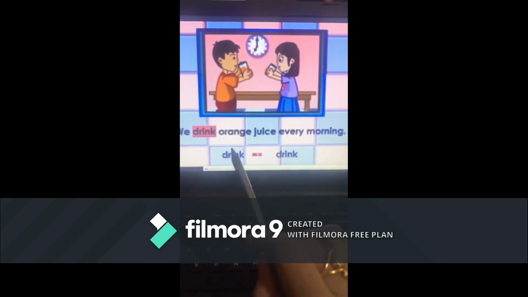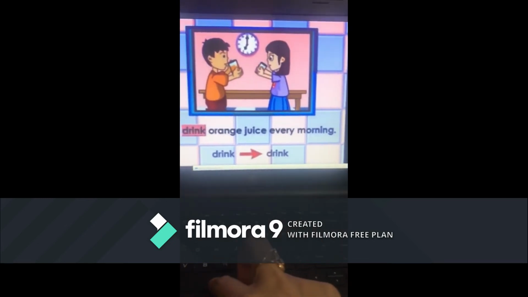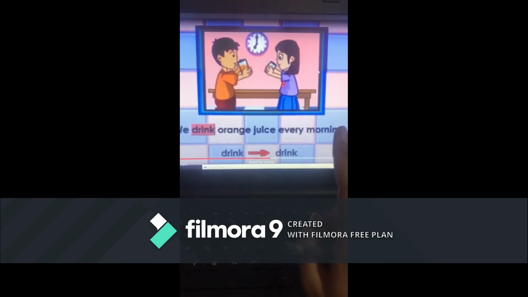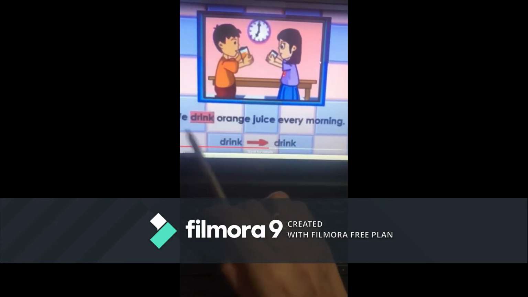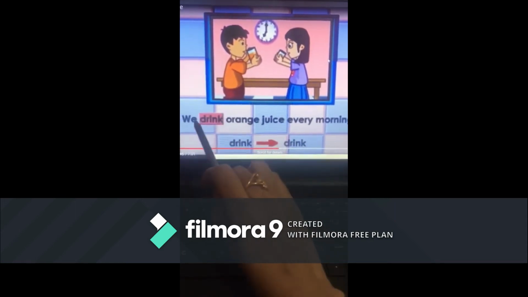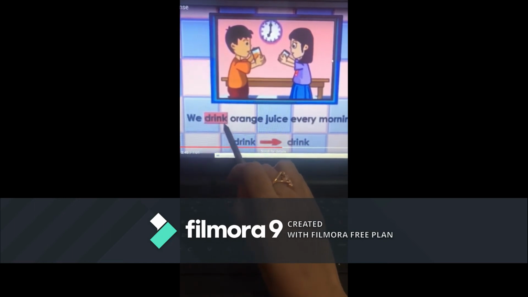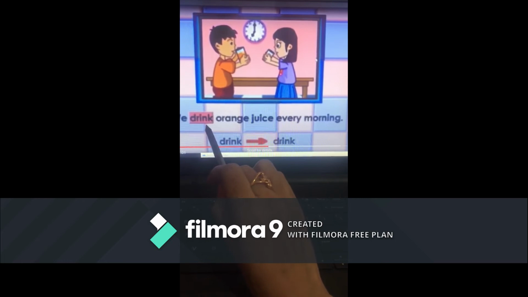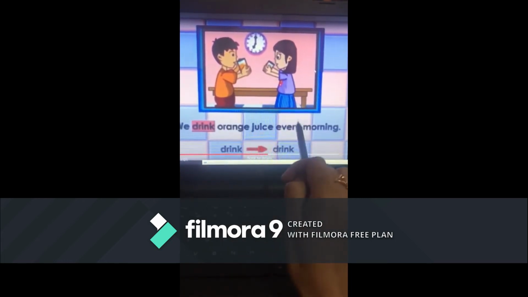Next is, we drink orange juice every morning. Drink is drink. We have not changed the form of the verb. The verb remains in its original form. You can see "we" is again a plural pronoun, right? We have not added anything to the verb. The verb was drink. It will remain drink to make the sentence in simple present tense.